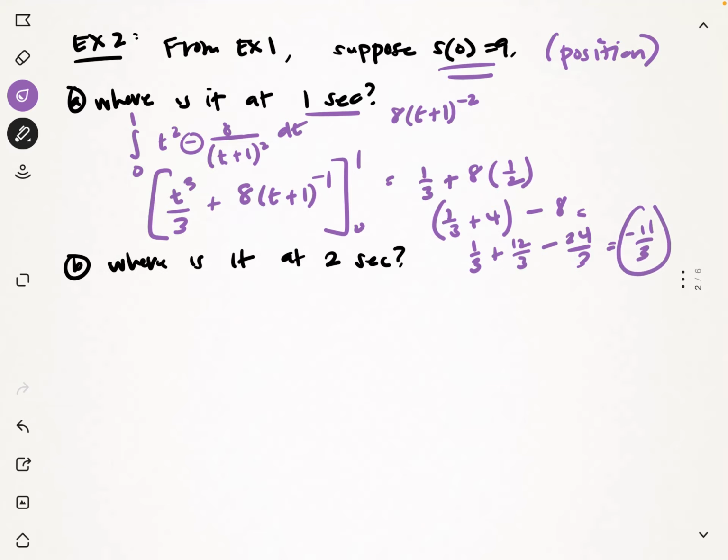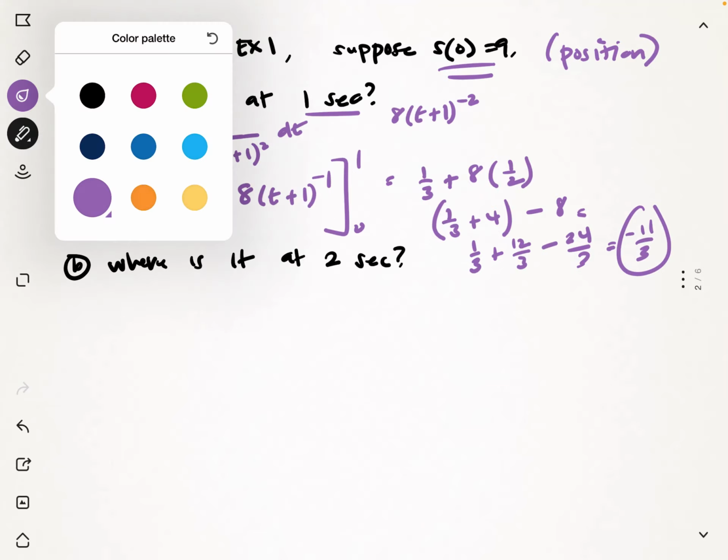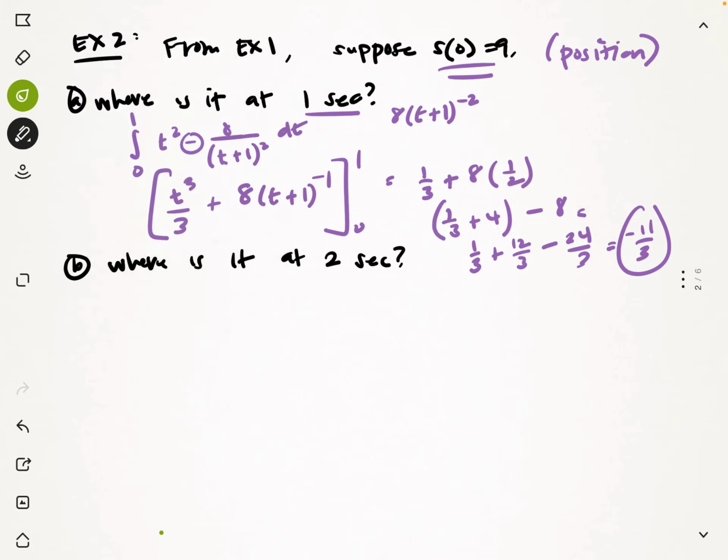Okay, so keep in mind though, we're not done yet here, because that just shows how far we traveled, or where our position is in relation to where we started. So what we're going to do here is 9 minus 11/3, which should give us our position. So that would be 27/3 minus 11/3, which is equal to 16/3. So our position is at 16/3.